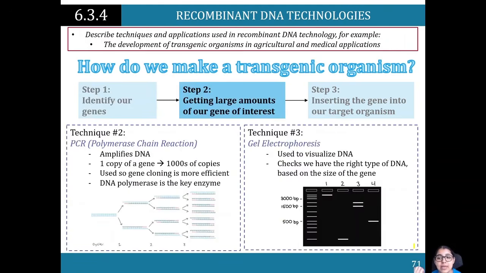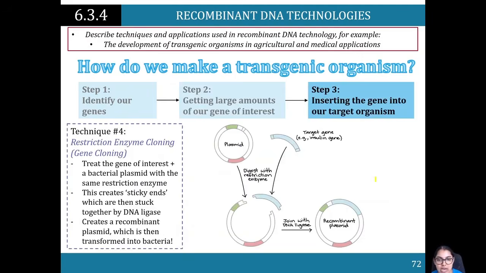The second step is basically using PCR, and then gel electrophoresis. So PCR to amplify the DNA, to get lots of copies of the DNA, and then we're going to use gel electrophoresis to visualize the DNA to check that we have the right type. So we're going to get large amounts of it, but we're going to check that we have the right type, and then we're going to insert it into a target organism.